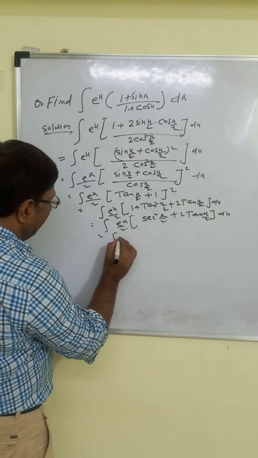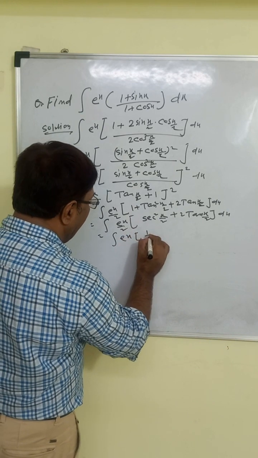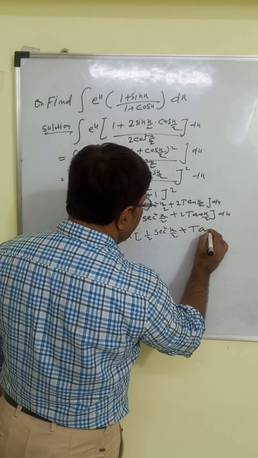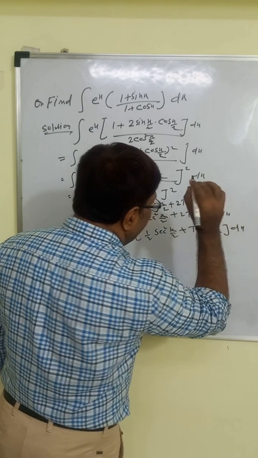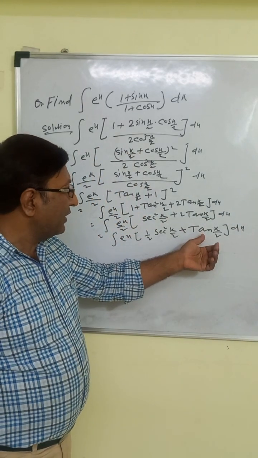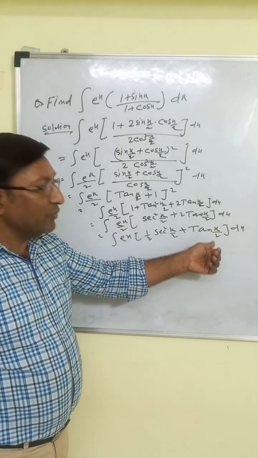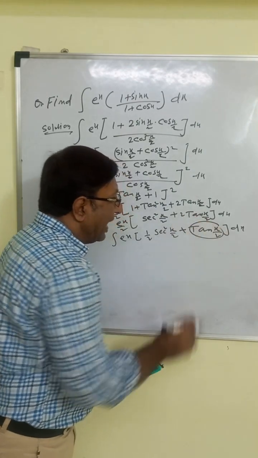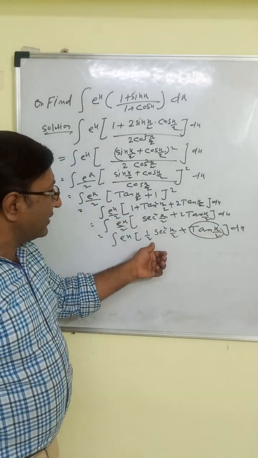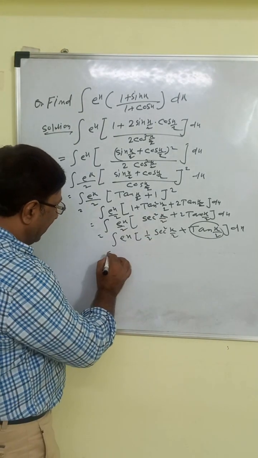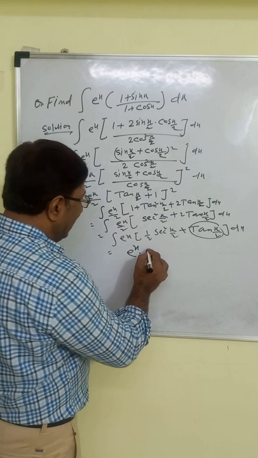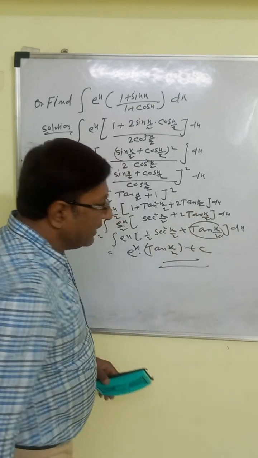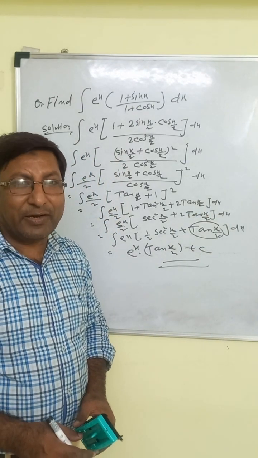Now what can we do? This is e^x, and this is half sec square x by 2. The 2 cancels, and we get tan x by 2, dx. Now you know the derivative of tan x by 2 is sec square x by 2, and with the coefficient of half we multiply by half. So this is the function, and the derivative of this function is half sec square x by 2. So we can write directly our answer as e^x into the function. The function is tan x by 2, plus c. So e^x into tan x by 2 plus c is our right answer.